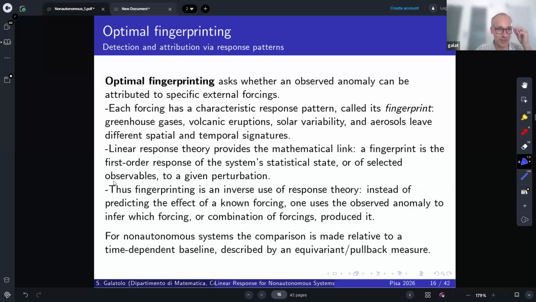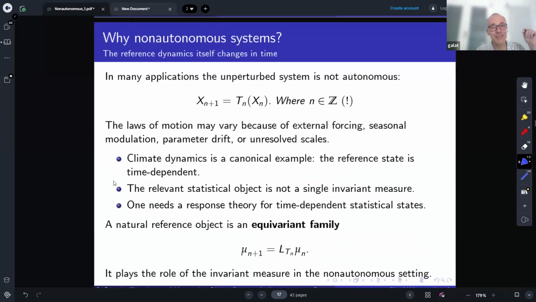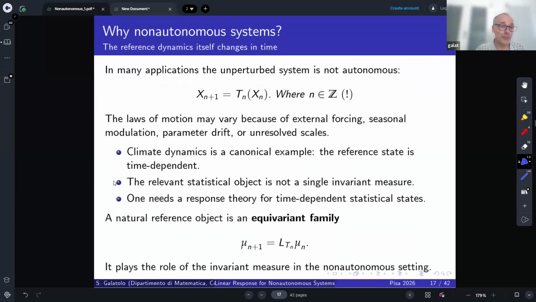This is an important connection with climate change, because an important question in climate change is what is mainly responsible for the climate change and what we can do. So you would like to understand what is the perturbation that caused what you are seeing in real life. So, let me go much faster.